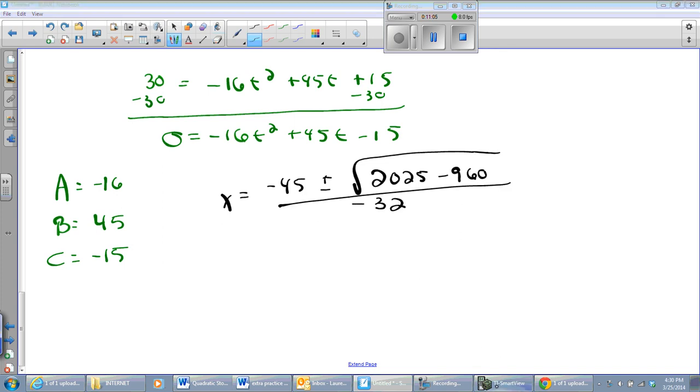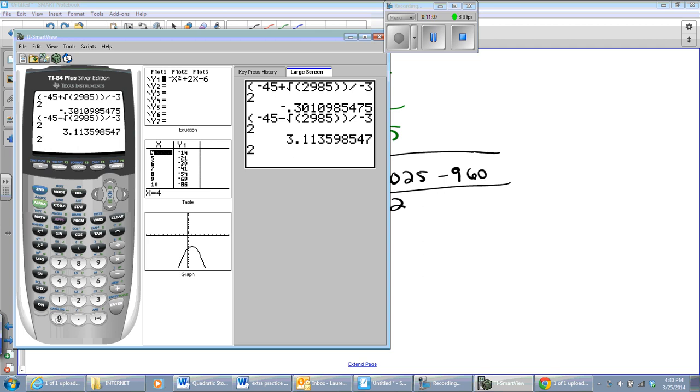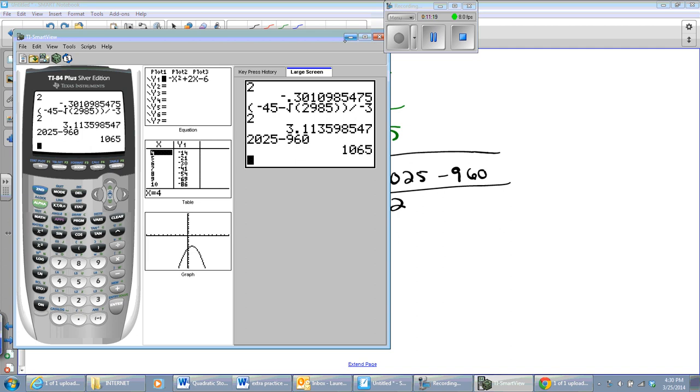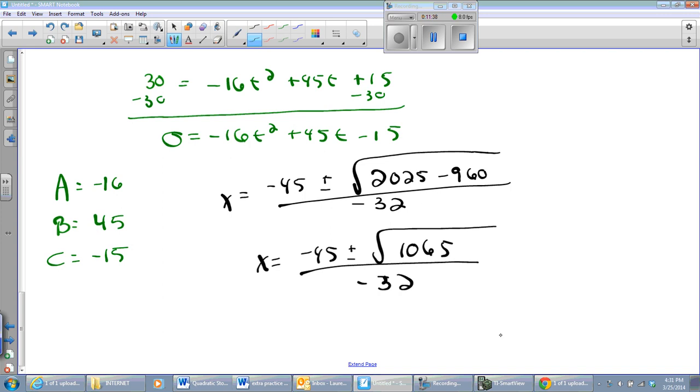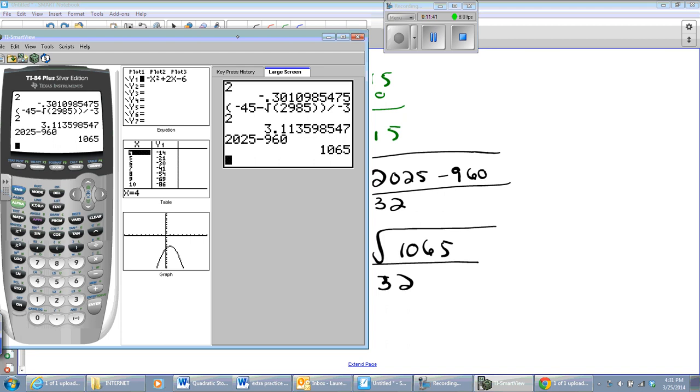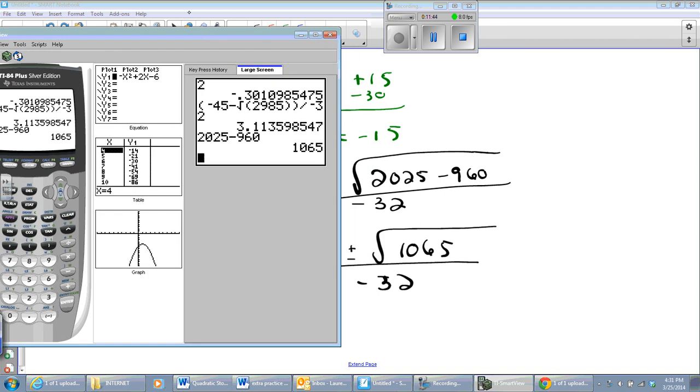All right, now 2025 minus 960, 1065. So I'm going to have x equals negative 45 plus or minus square root of, what did I say, 1065? 1065 over negative 32. And now I can go to my calculator. So let me see here. Oh, that's not going to work, is it?